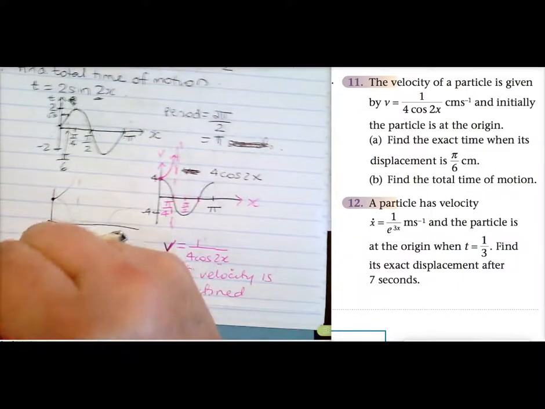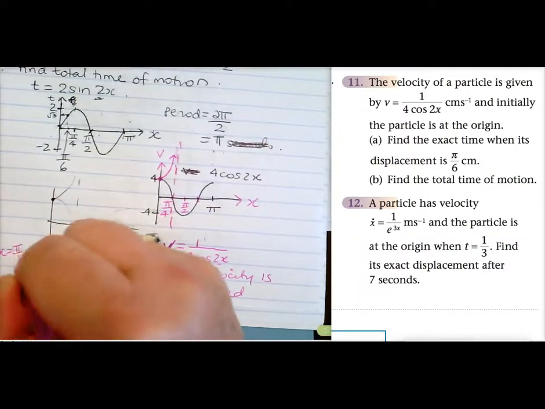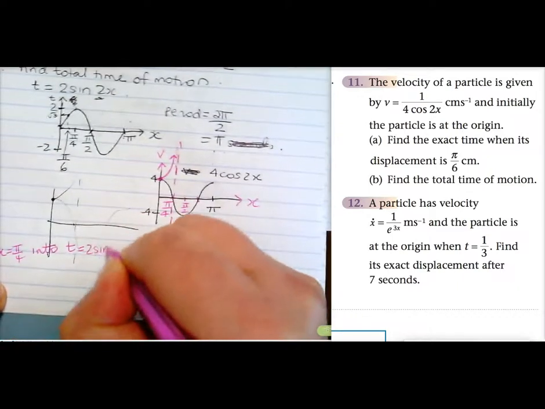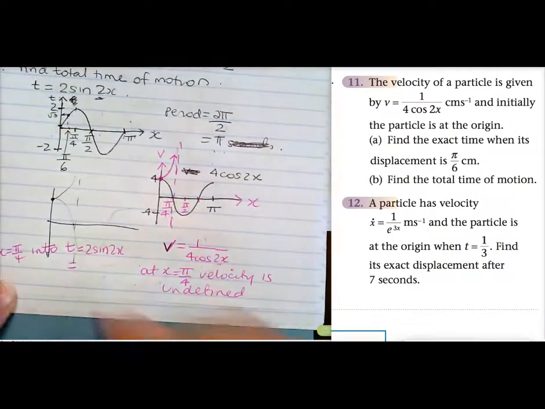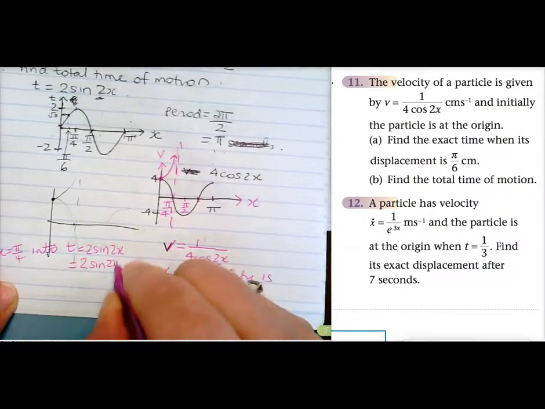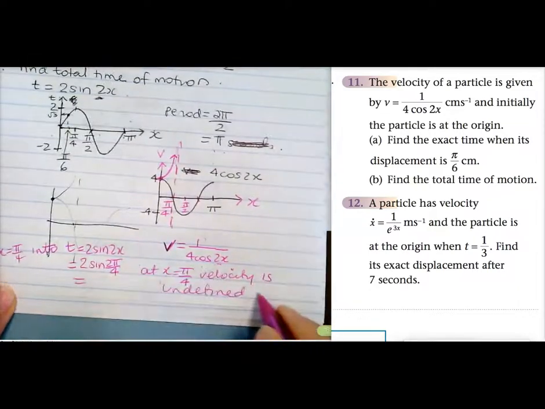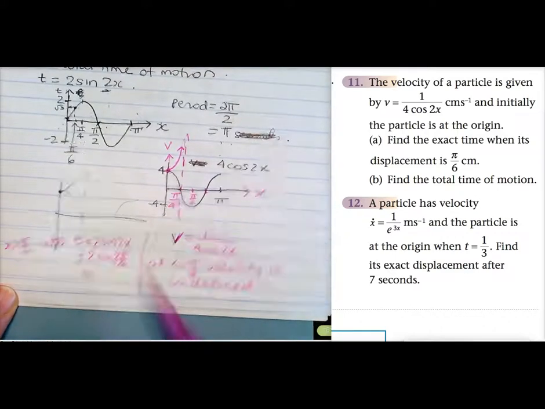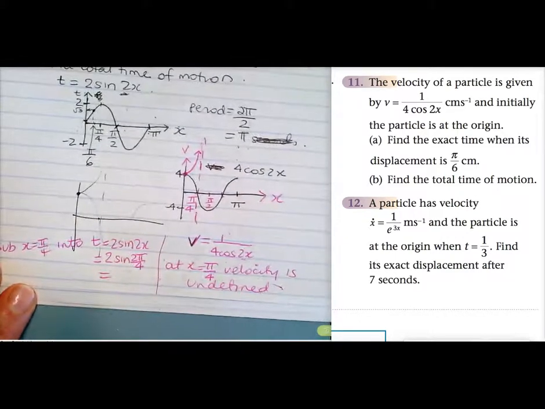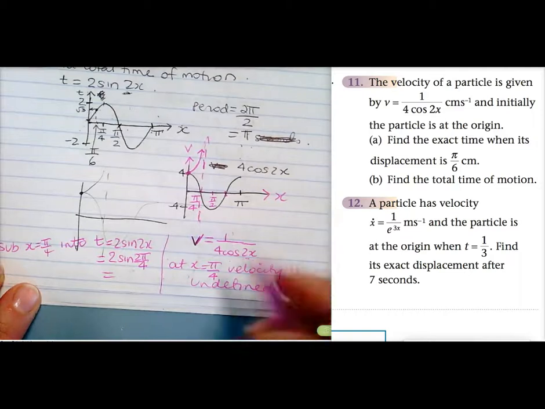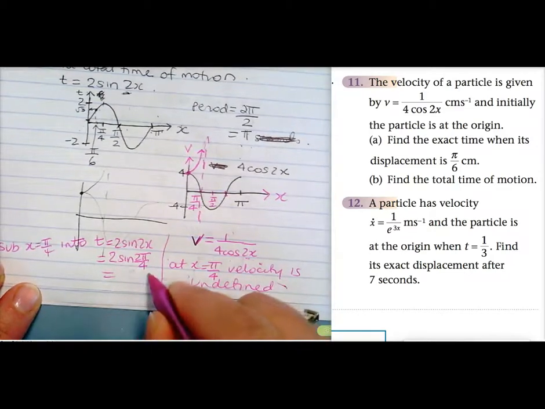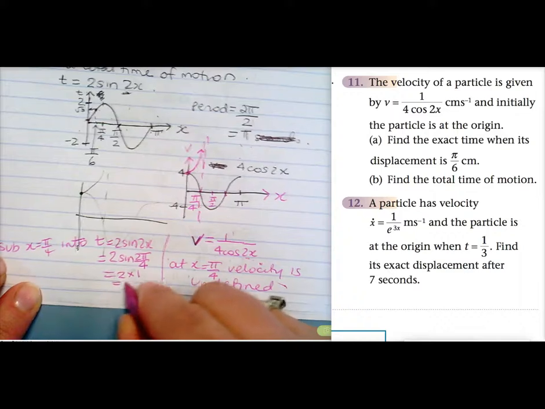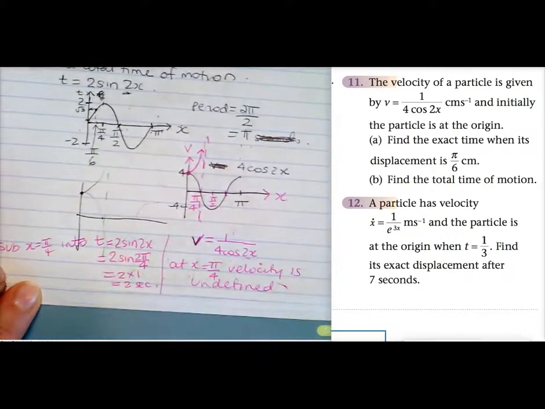So if I put pi on 4 back into here, I'm going to sub x equals pi on 4 into t equals 2 sine 2x. I'm going to get 2 sine 2 pi on 4, so 2 sine pi on 2. What's sine pi on 2? 1. So it's 2 times 1, which is 2 seconds.